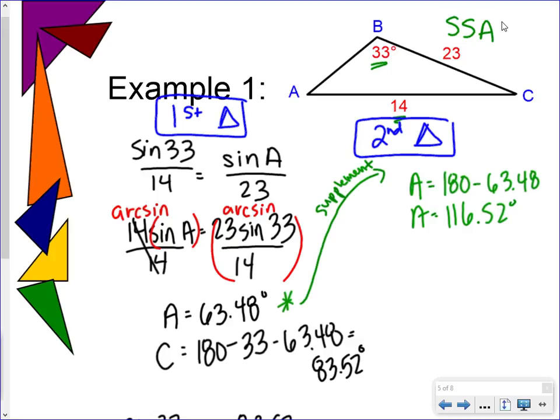What's the new angle C measurement, if it exists? Sorry, can't hear you. Say it out loud. 30.48.